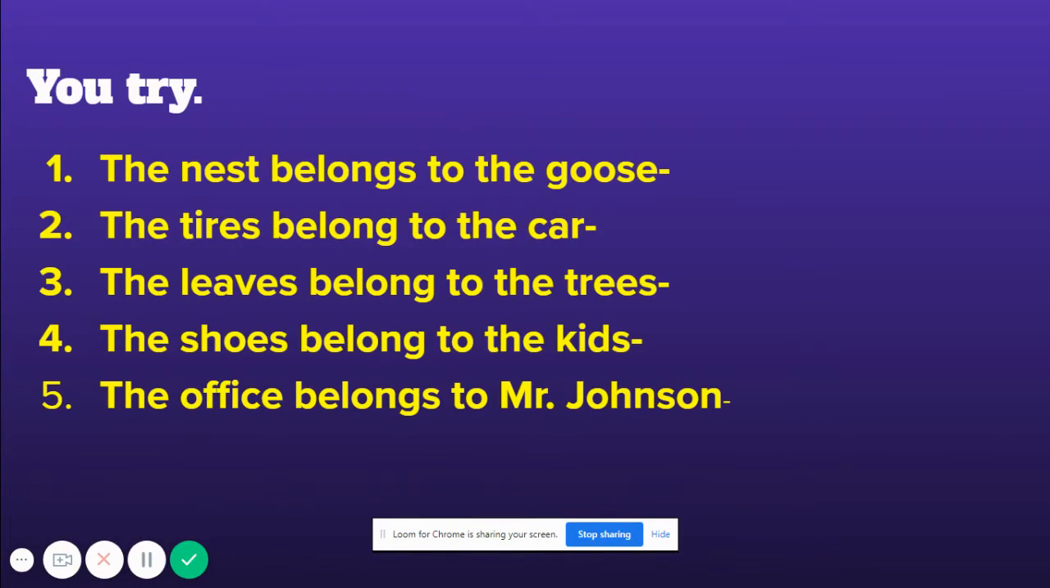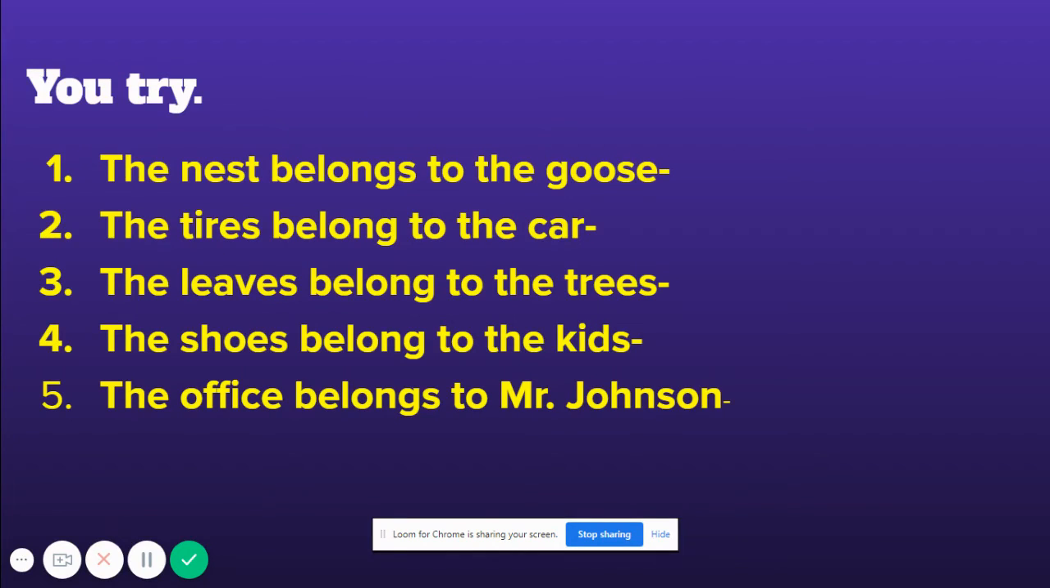The nest belongs to the goose. The tires belong to the car. The leaves belong to the trees. The shoes belong to the kids. The office belongs to Mr. Johnson.